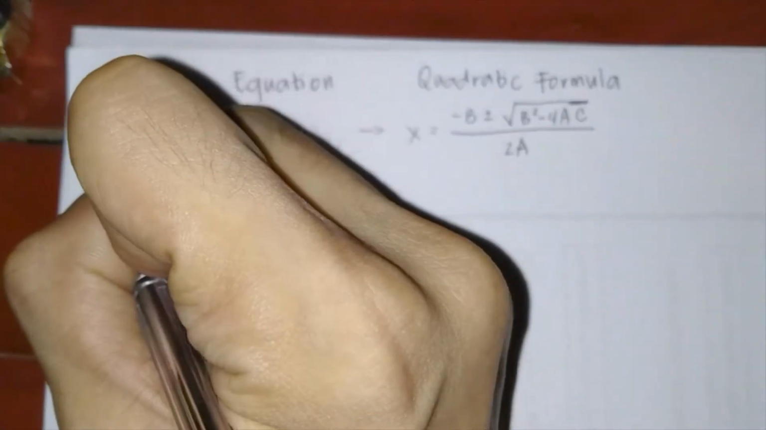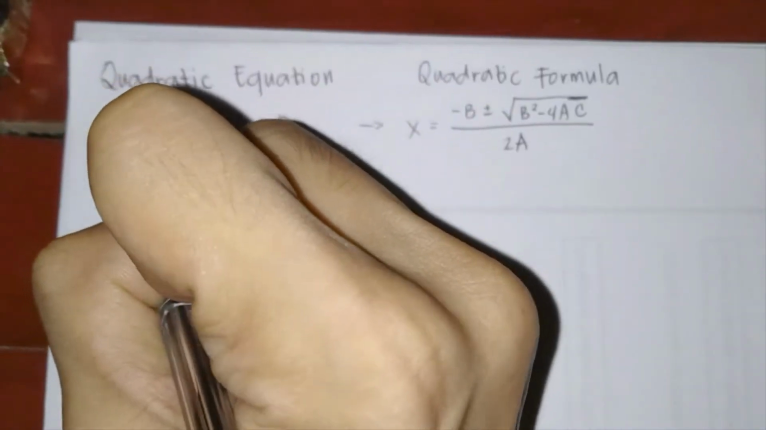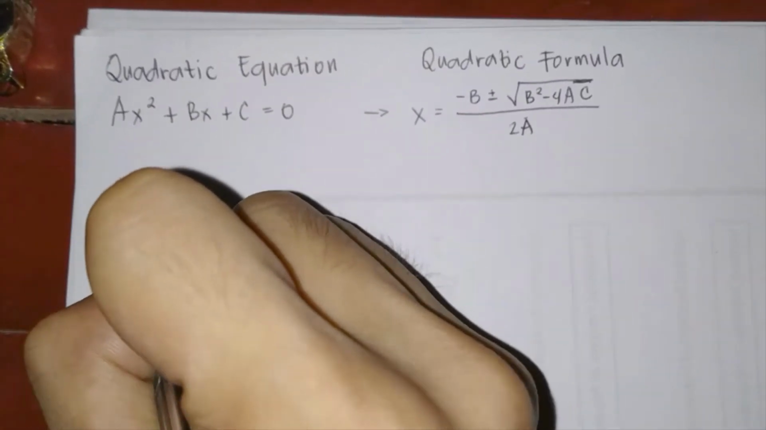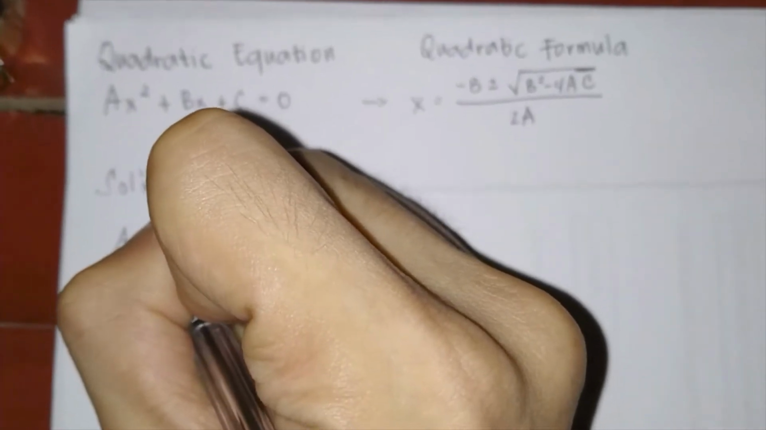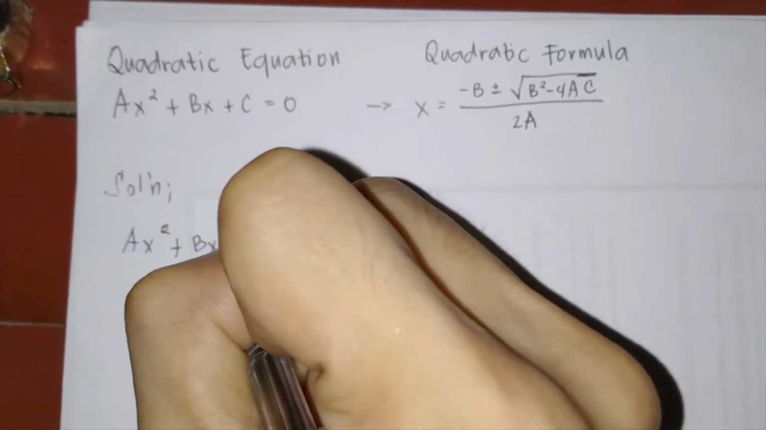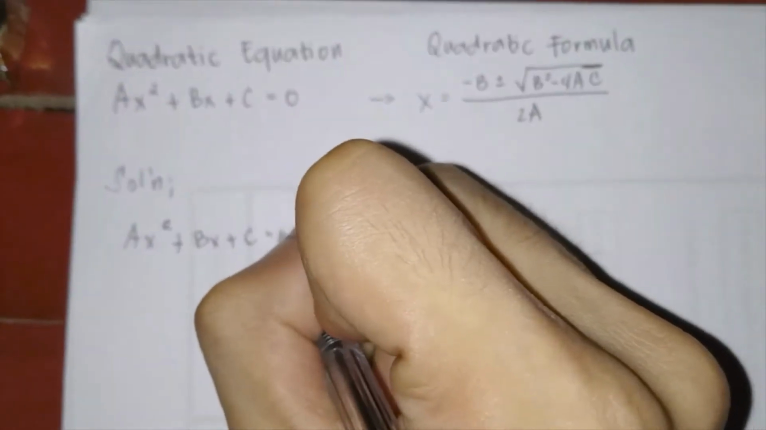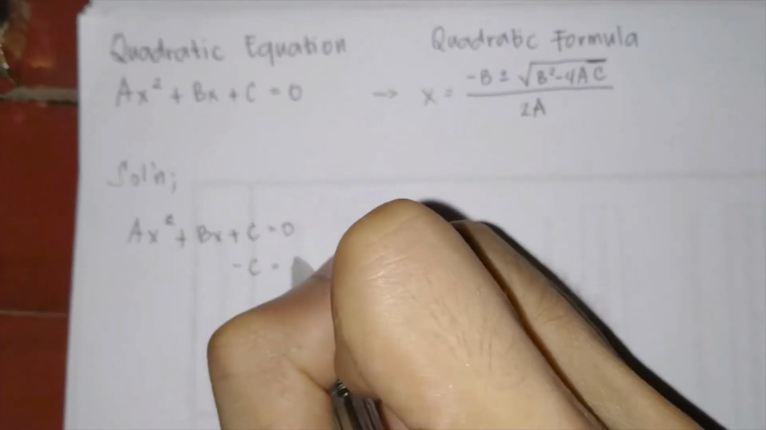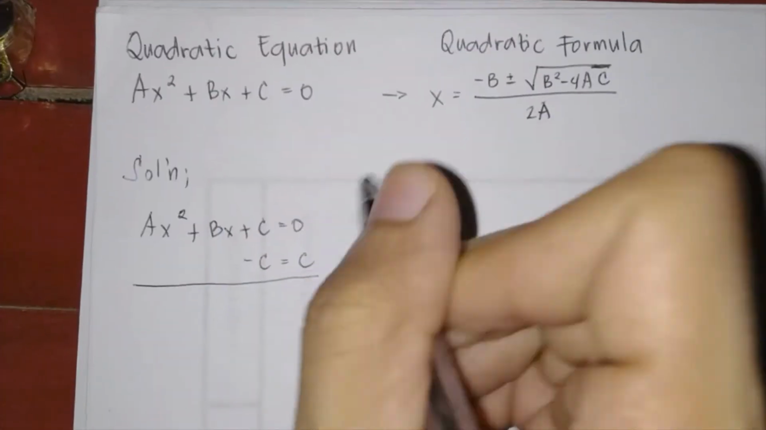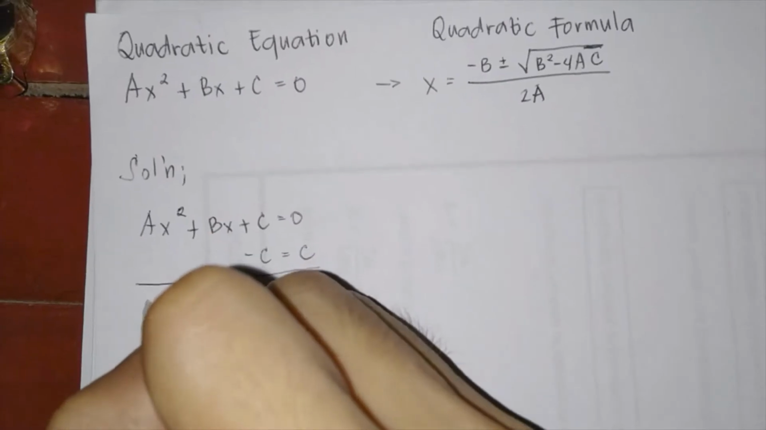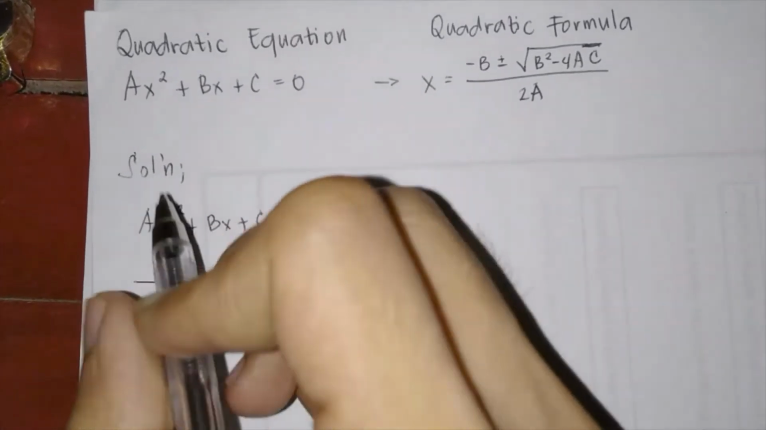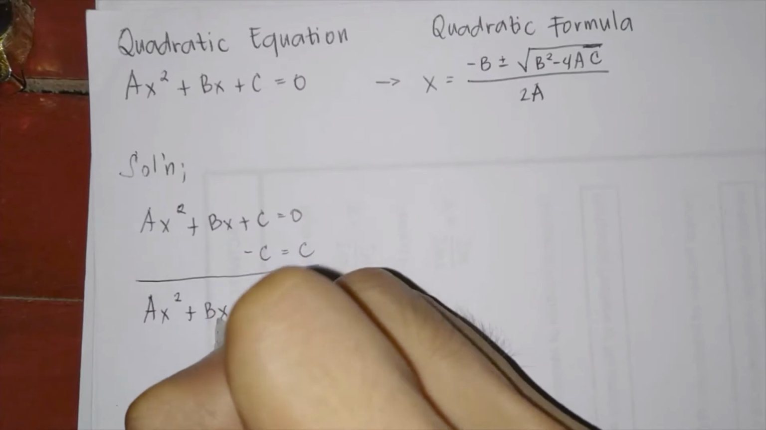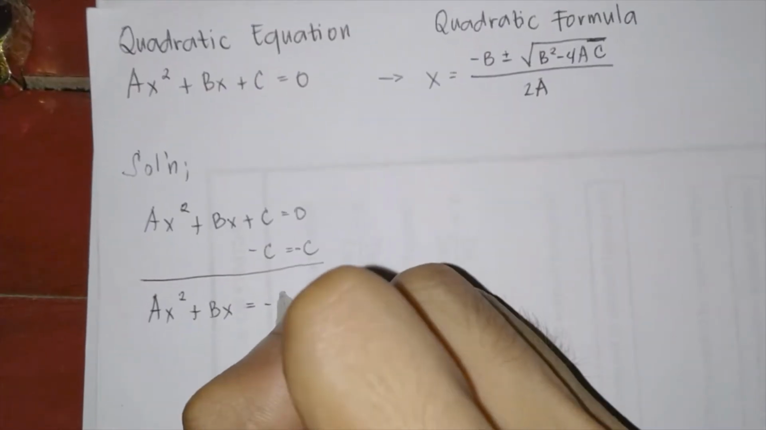So, proceed tayo sa ating solution. So, ang ating quadratic equation ay ax squared plus bx plus c is equal to 0. First step natin guys ay subtract both sides by c para mawala yung c sa left side. So, matitira na lang ay ax squared plus bx is equal to negative c.